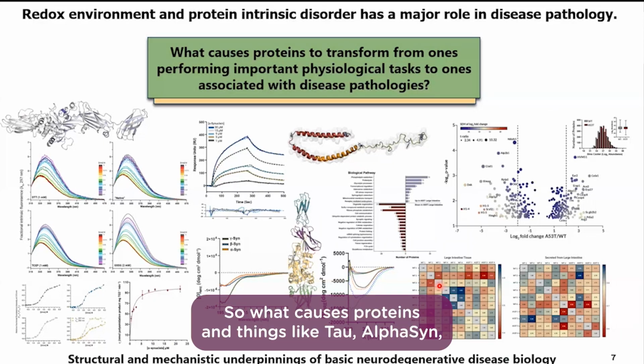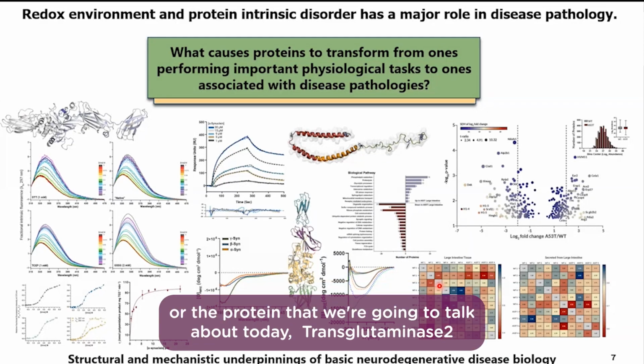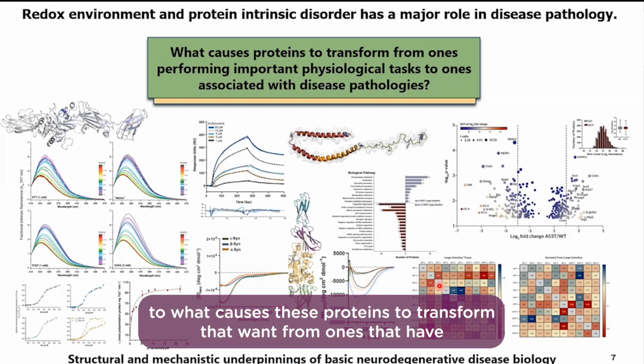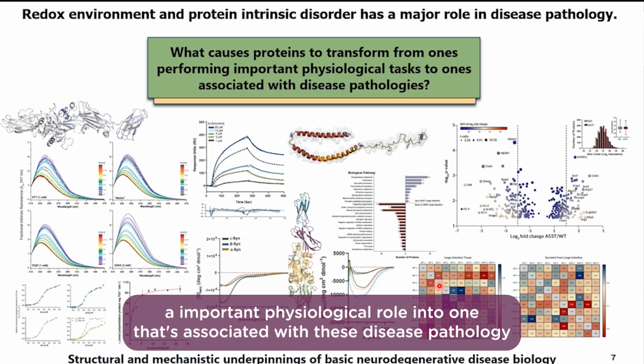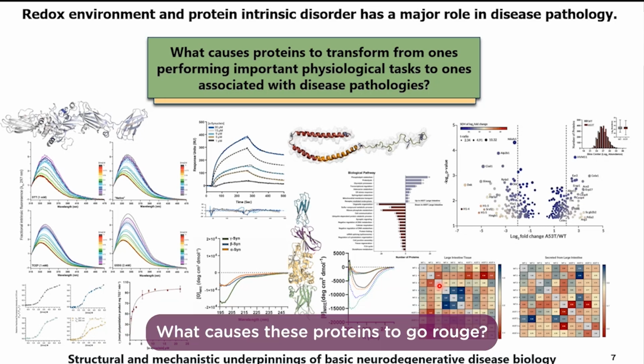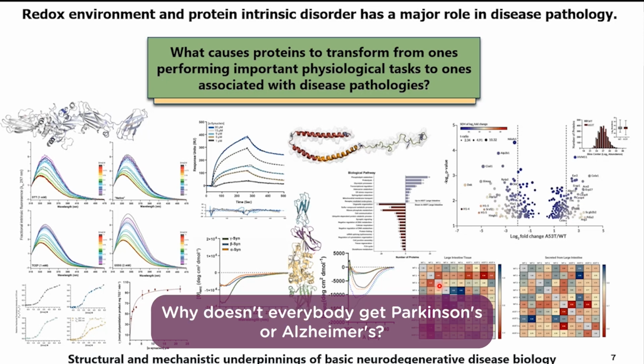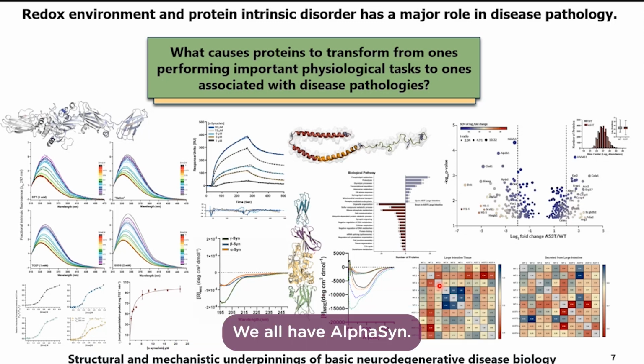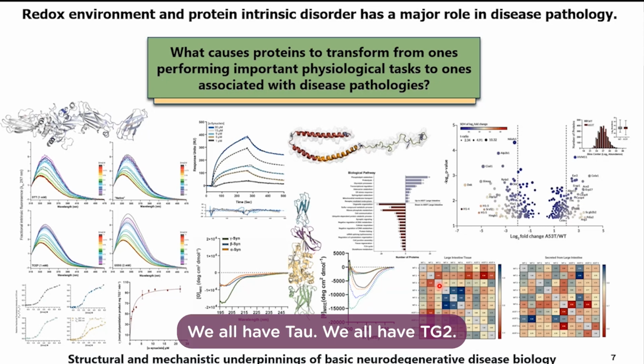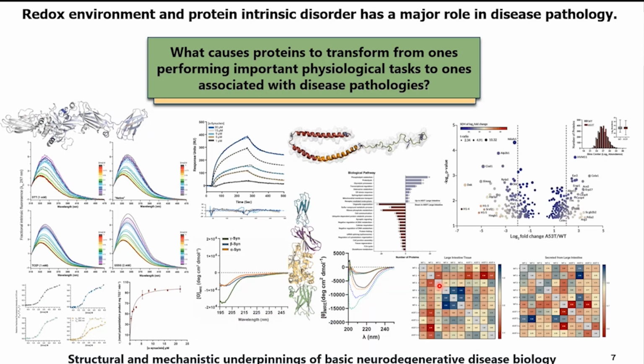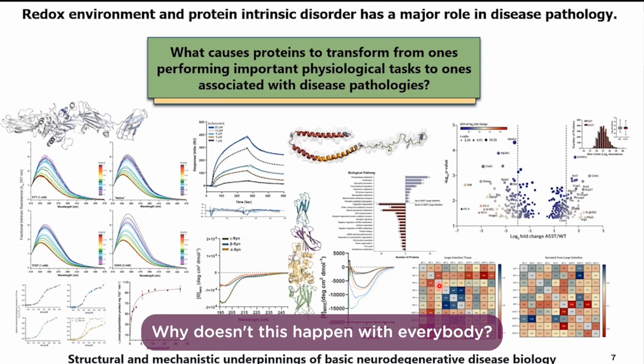So what causes proteins, things like tau, alpha-syn, alpha-beta amyloid, or the protein that we're going to talk about today, transglutaminase 2, to transform from ones that have an important physiological role into one that's associated with these disease pathologies? What causes these proteins to go rogue? Why doesn't everybody get Parkinson's or Alzheimer's? We all have alpha-syn, we all have tau, we all have TG2, we need them. So why doesn't this happen with everybody?